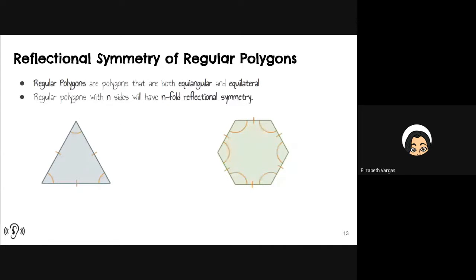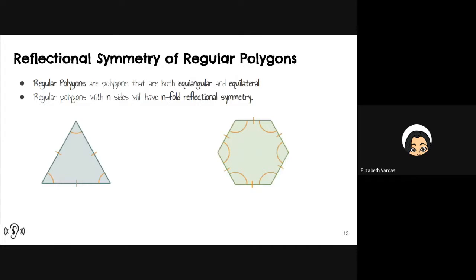And so the interesting thing about reflectional symmetry is the reflectional symmetry of a regular polygon. Regular polygons are polygons that are both equiangular and equilateral. What does that mean? Well, that means that all the angles are equal size or measure and all the lines are equal length. So for example, we have this triangle here. All these angles are the same and all these lines are the same, or congruent.